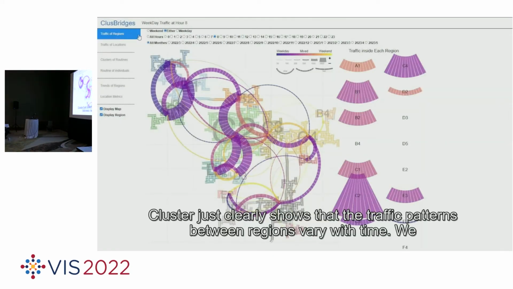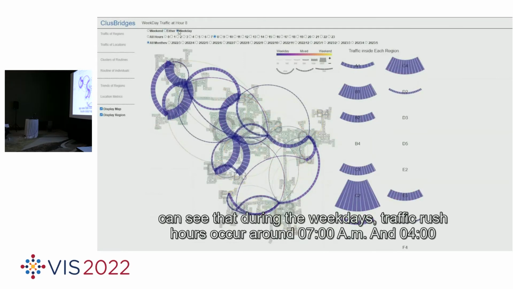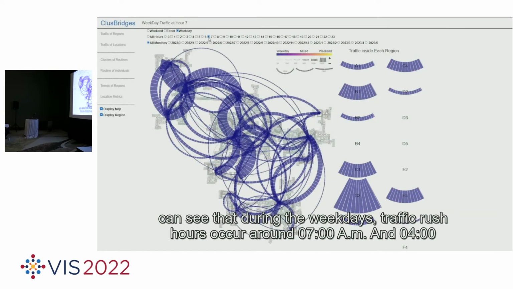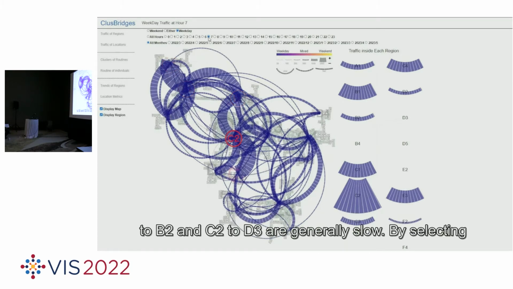Cluster bridges clearly show that the traffic patterns between regions vary with time. We can see that during the weekdays, traffic rush hours occur around 7 a.m. and 4 p.m. Traffic from A1 to C2 is smooth, but traffic from B1 to A1, C2 to B2, and C2 to D3 are generally slow.